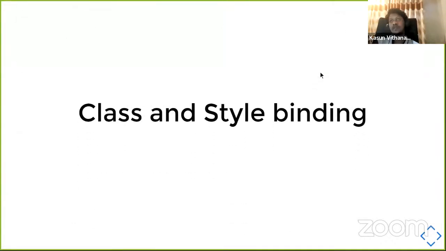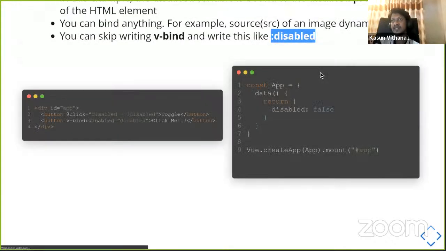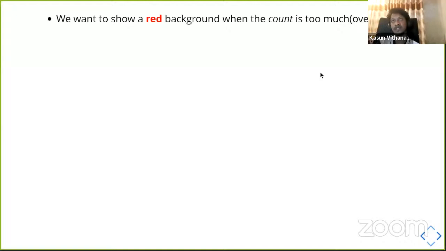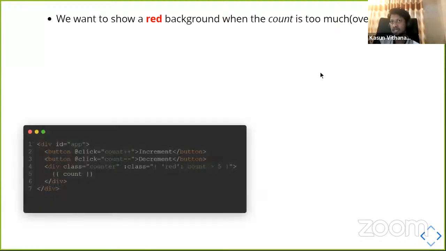Okay, so now let's talk about class and style bindings. This is very similar to what you saw with this example as well. These are properties in HTML tags. So in here, I'm trying to do the same thing like I did before. I'm trying to change the background of an element using CSS.